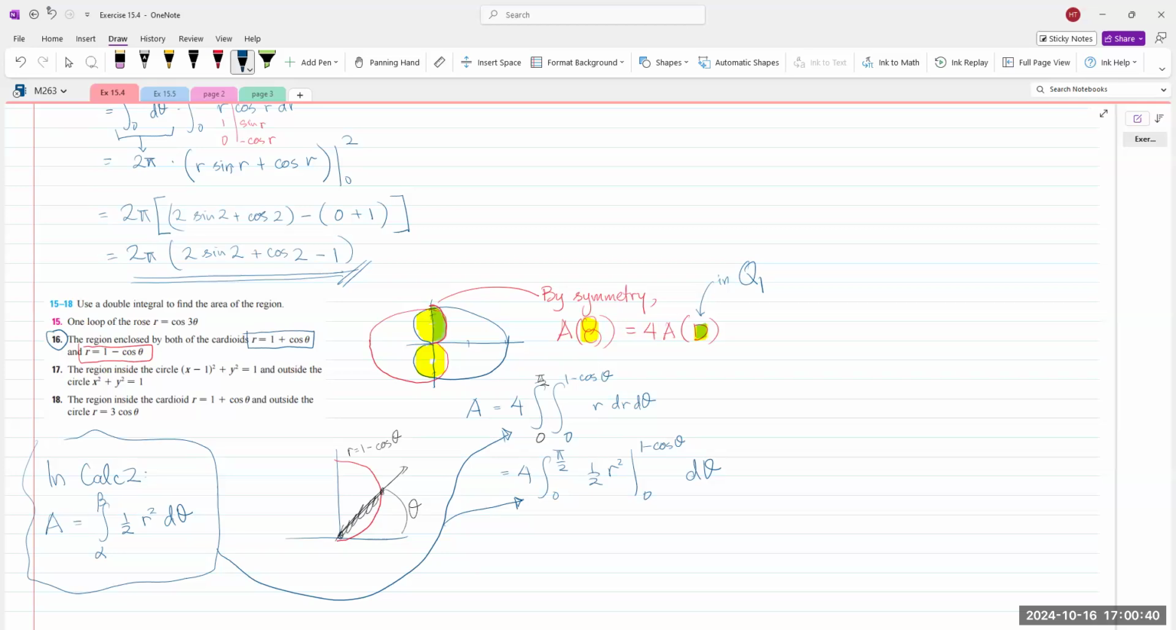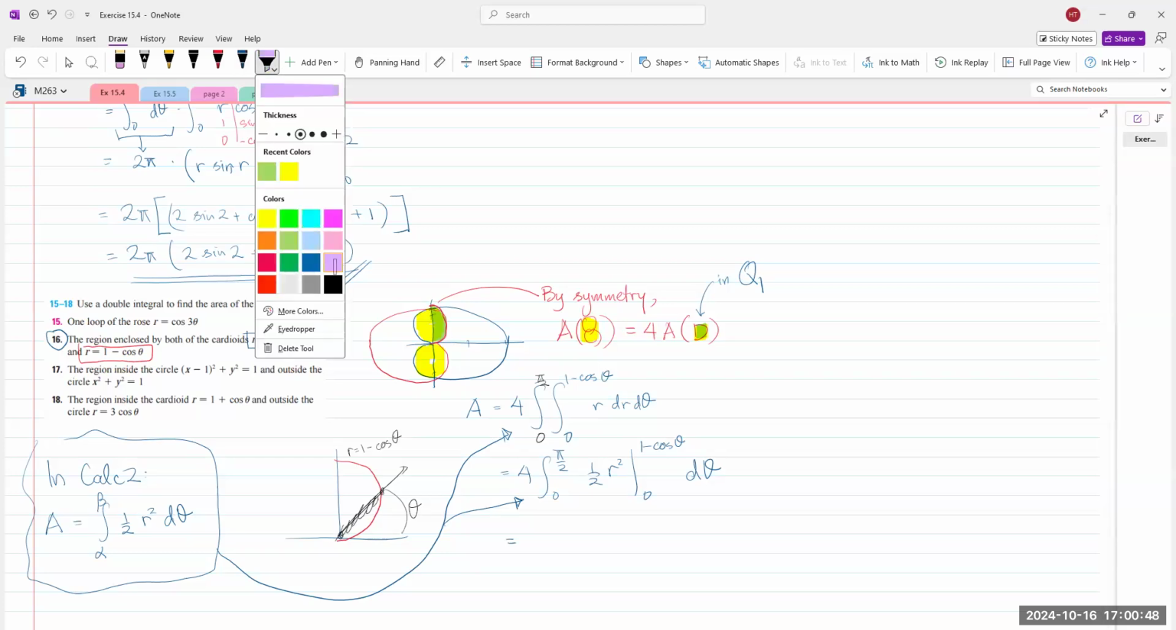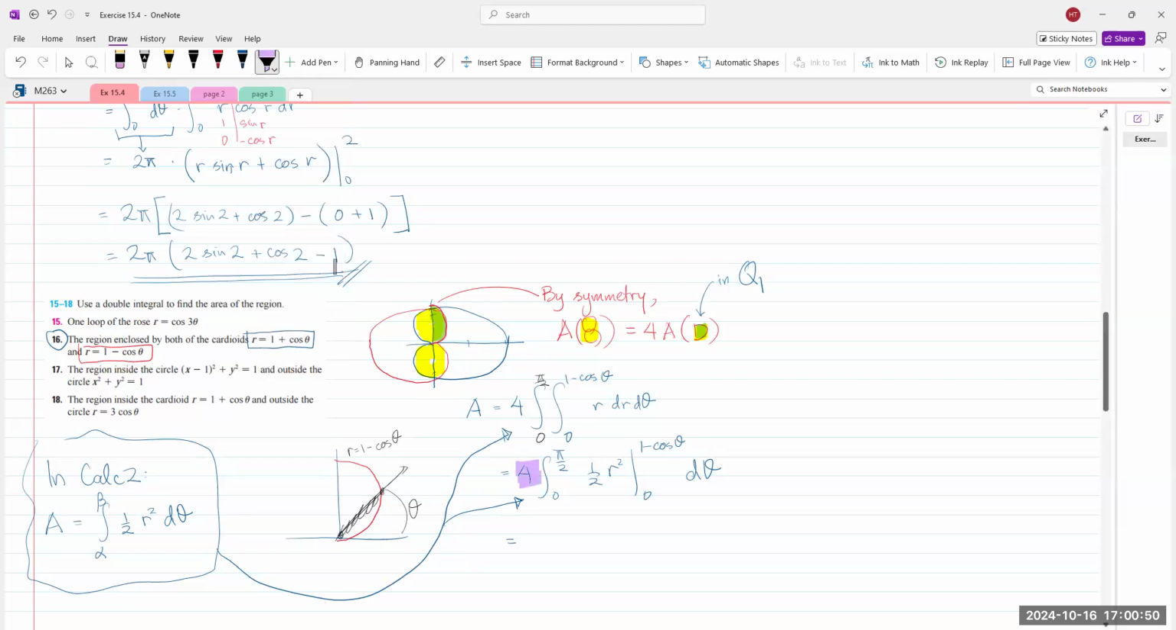Okay, now from there, let me multiply the 4 by 1/2. The 4 times 1/2 gives me 2. Then we have 2 times the integral from 0 to pi over 2 of (1 minus cosine theta) squared d theta.